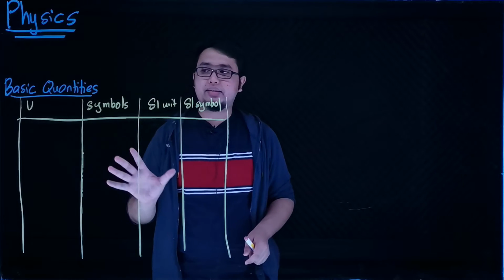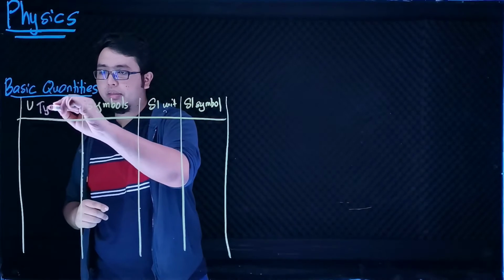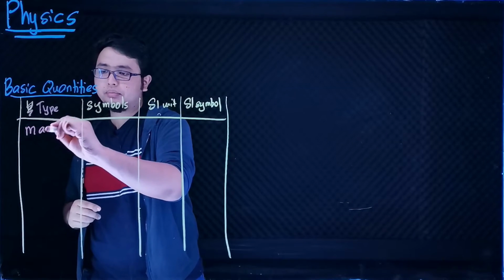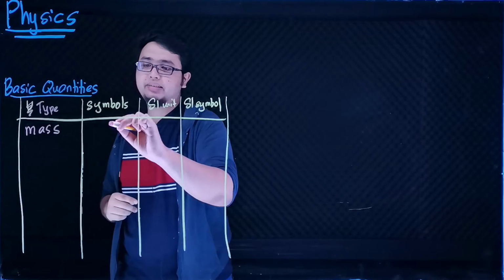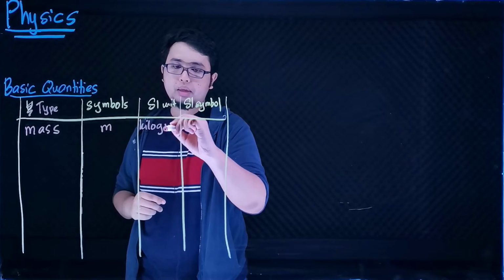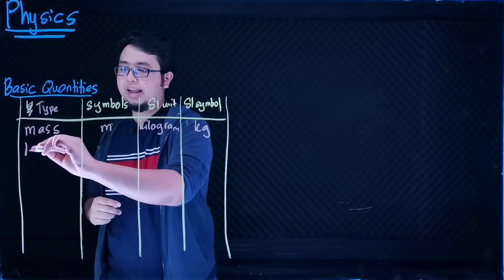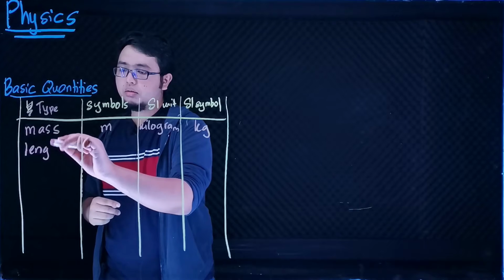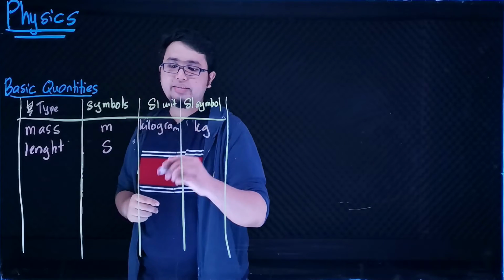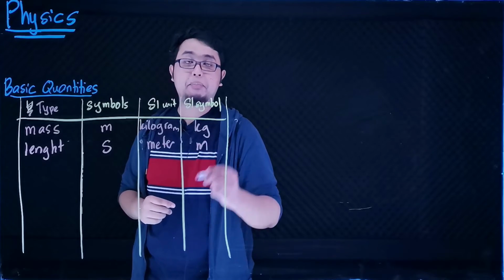The basic quantities consist of 7 types. The first type is mass. The symbol for mass is m. The SI unit is kilogram, and the SI symbol is kg. And then we have length. The symbol for length is s. The SI unit is meter, and the SI symbol is m.